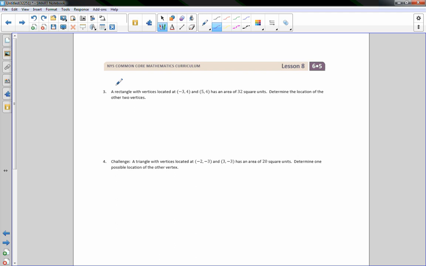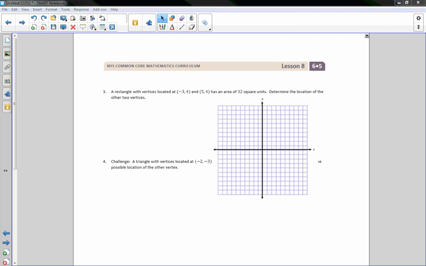Okay, number 3. A rectangle with vertices located at these 3 locations of 32 square units, determine the location of the other 2 vertices. So let me bring in a grid, I'll pause the video. Okay, so this rectangle has a vertex of -3, -1, -2, -3, and up 4. 1, 2, 3, 4 is right here.